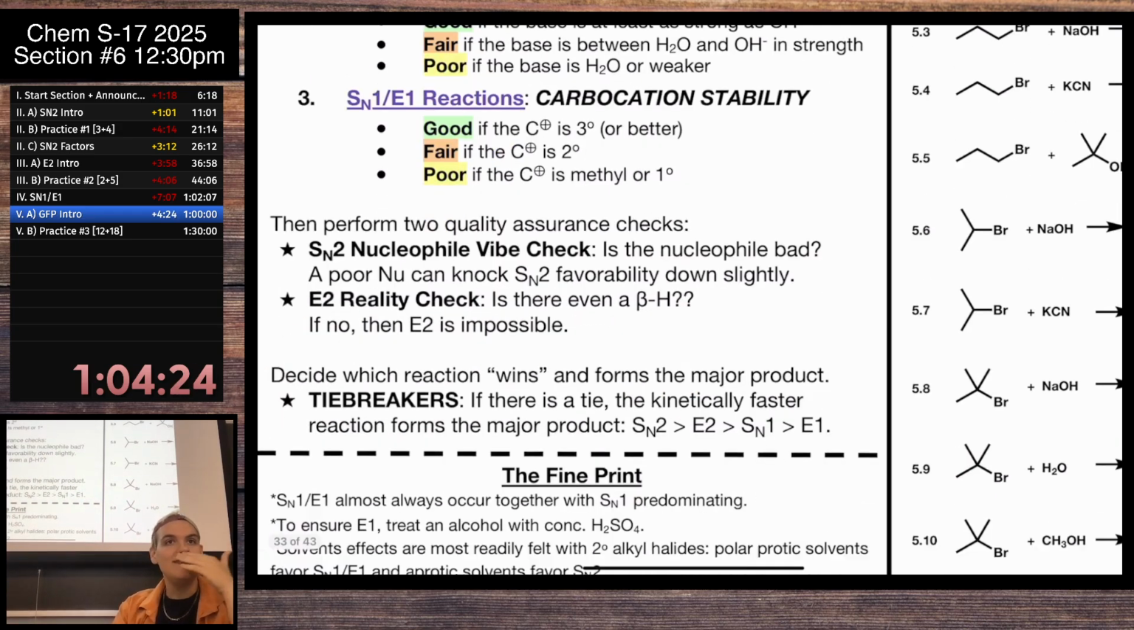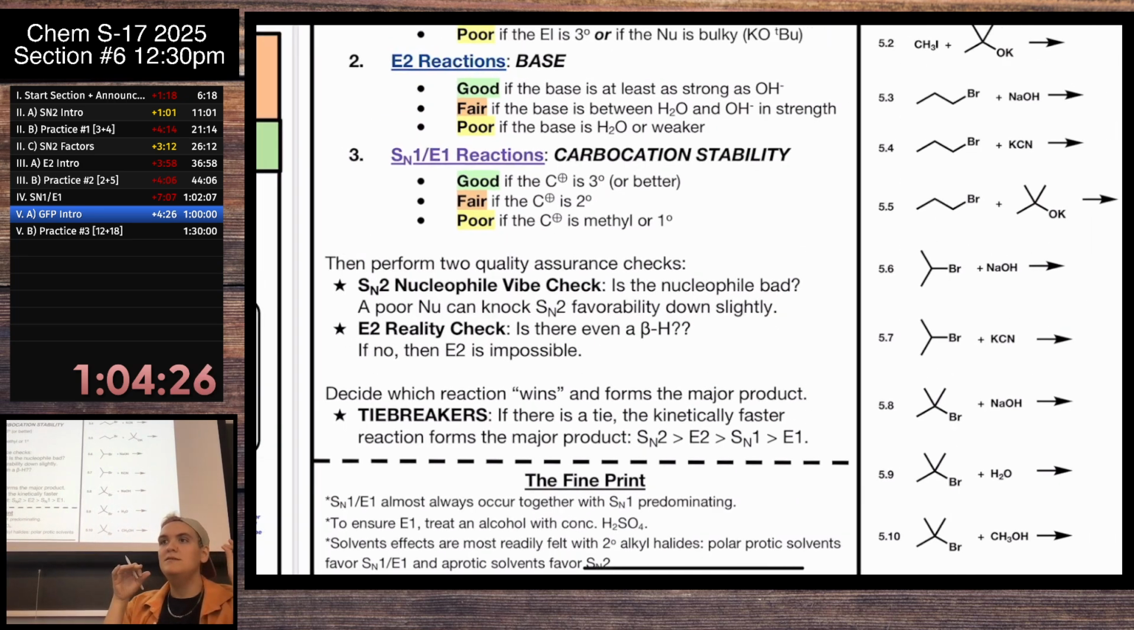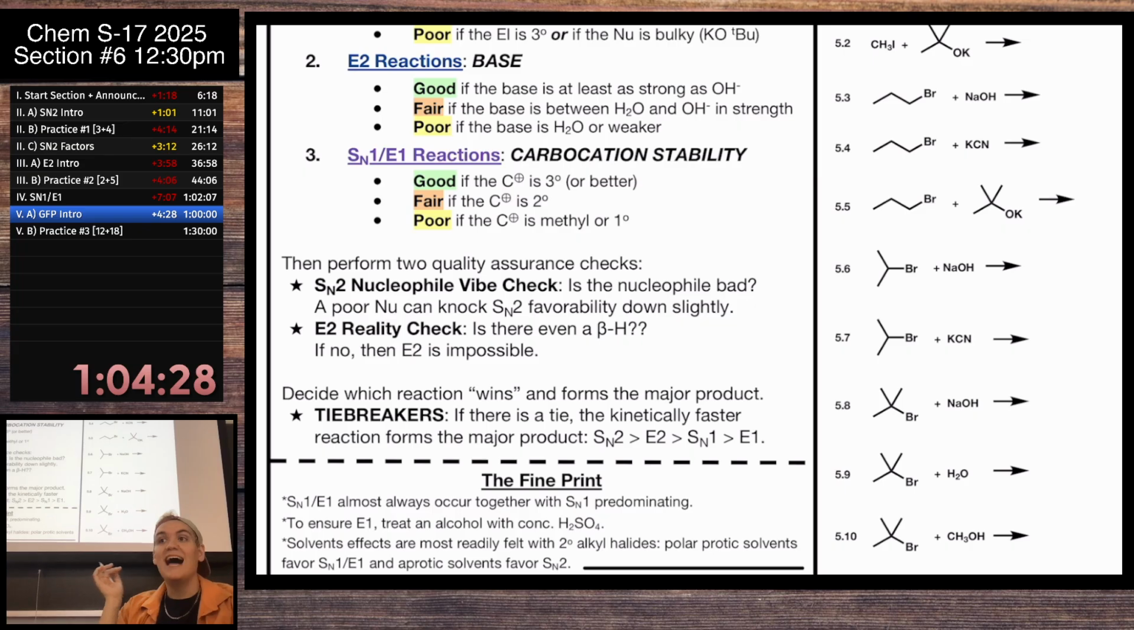And then in this system, we're doing a lot of generalization. So we're very often going to have ties in our GFP rankings. When we have a tie, whatever is kinetically faster wins. So SN2 is faster than E2, which is faster than SN1, which is faster than E1. And that's our tiebreaker.